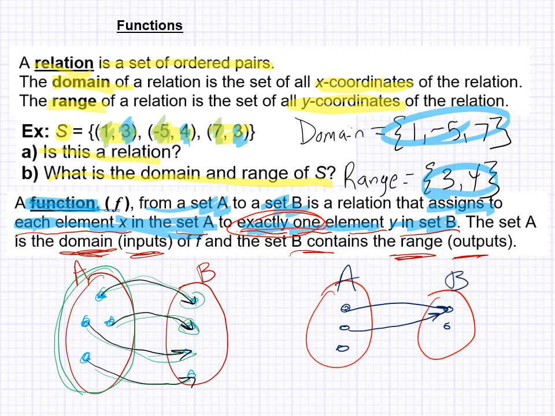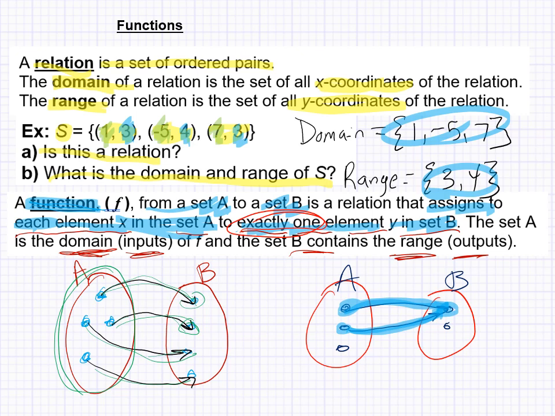The answer would be no again, but not because this one is going here and this one is going to that same value. Technically, that follows the definition. Each element here is getting matched to 1. This one's getting matched to 1. They happen to be matched to the same one, but they're matched to exactly 1. So technically, it still follows the definition.